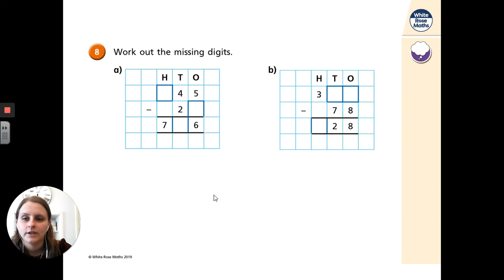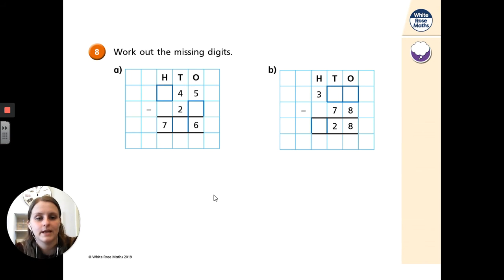Number 8. For this one, you need to work out the missing digits. You have to think carefully here. Now I've got 5 take away something equals 6. I can't do, well, we need to think about how we would do that. What number can't I do? What ones can I do? Start by going 5 take away 1. Well, we know it's not going to be that. And work up like that until you work out how we do 5 take away 6. Chances are you might have to do some exchanging for this one. So how would you work that out?